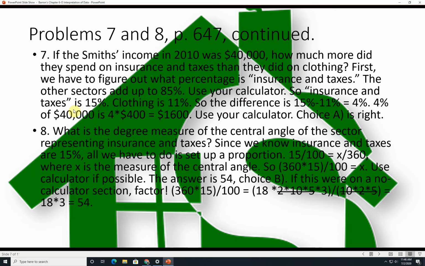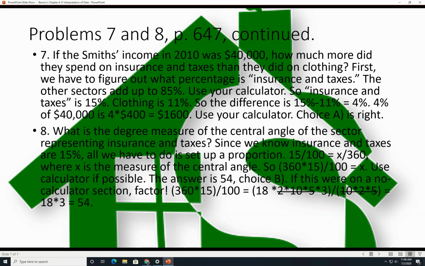$400 is 1%, so what you just do is 4 times 400 if you can recognize that 1% of 40,000 is 400. Anyway, if it's on the calculator section, use your calculator. You just multiply 40,000 times 4%. Boom, you're done. Choice A is right.